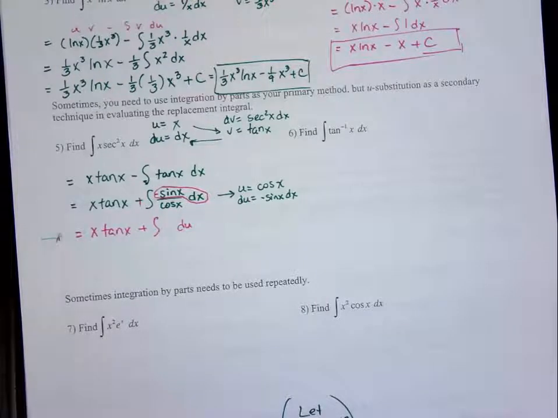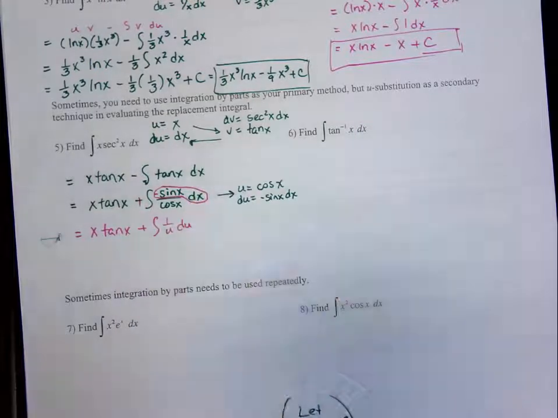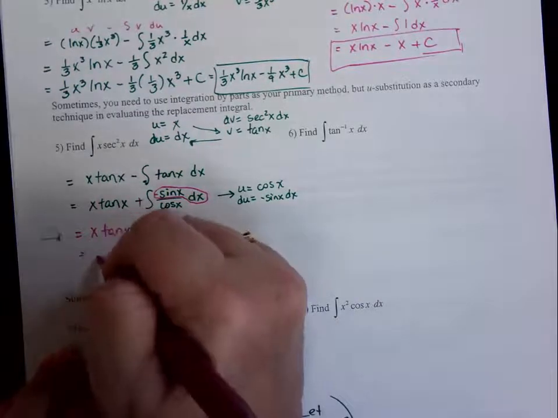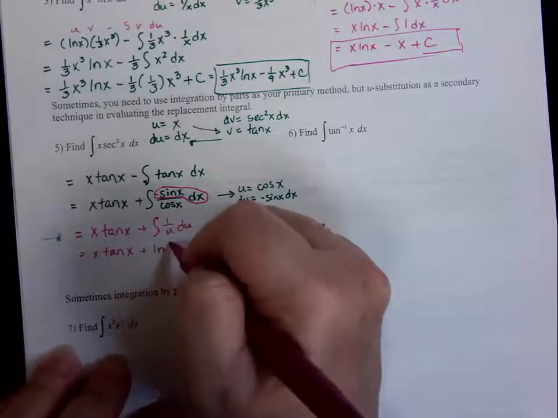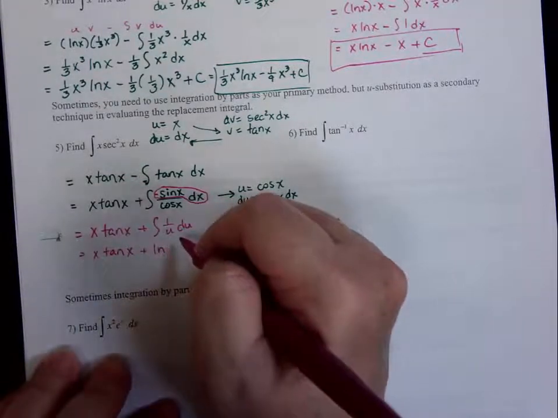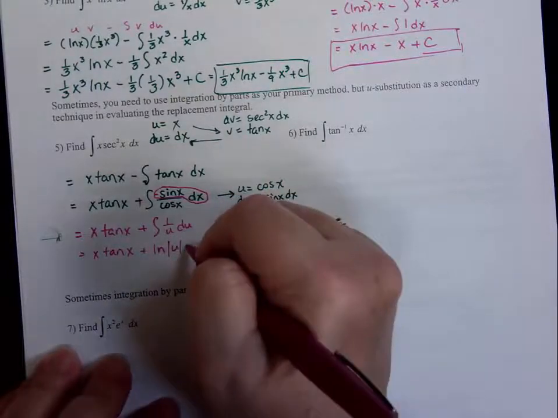1 over, not cosine, 1 over u, right? So what is this going to be? It's going to be ln. Do y'all agree? Okay, so this is x tan x plus ln. Don't forget the what? Absolute value of u plus c.